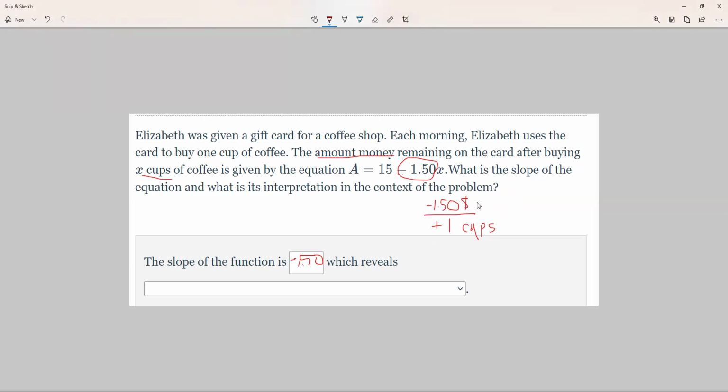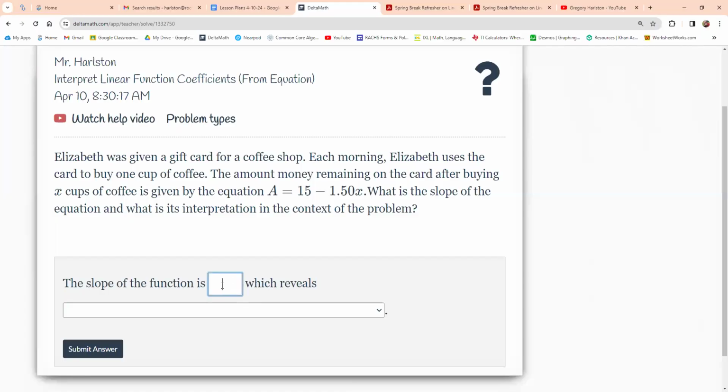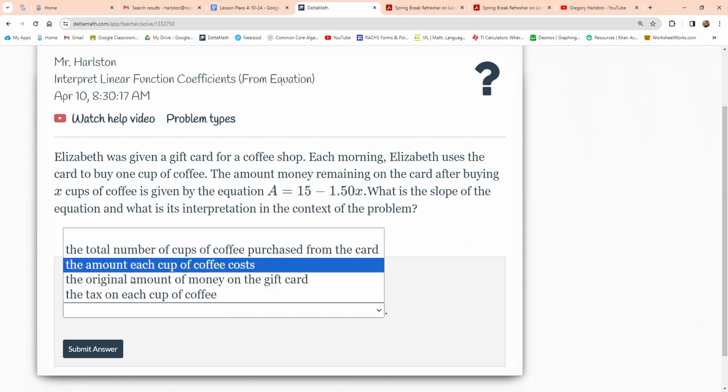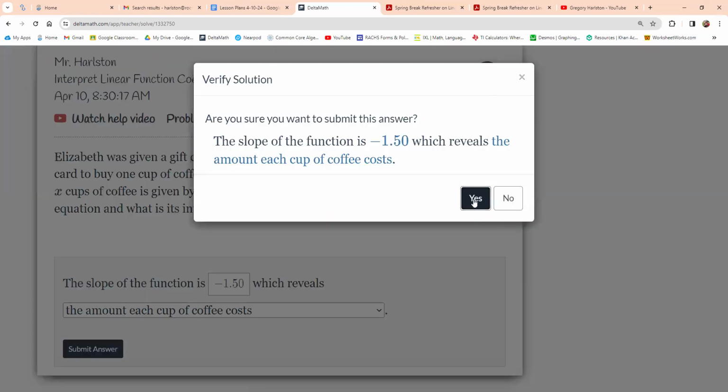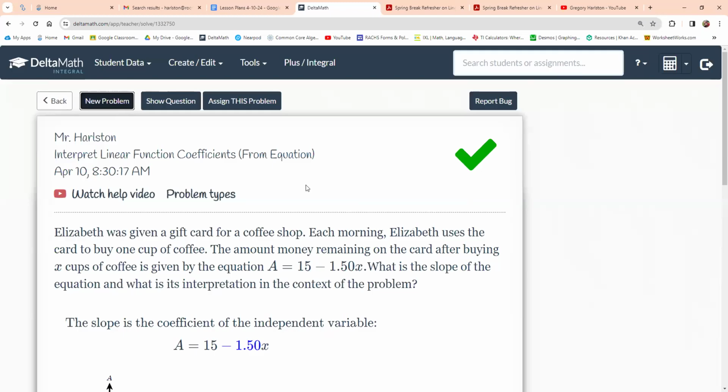That's what this is saying. Every cup of coffee that she gets, it goes down. The total amount on her gift card goes down by $1.50. So let's go answer that. So we're going to put in a negative 1.50. And then what does that mean? That's the amount that each cup of coffee costs. That's what you would choose. That's how you do it. Boom. That's it.